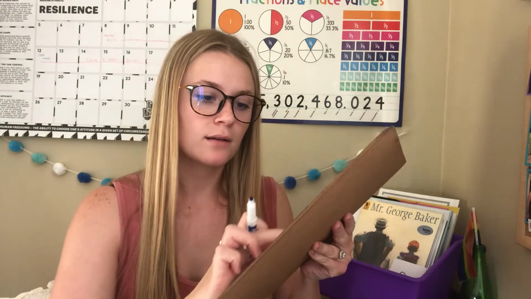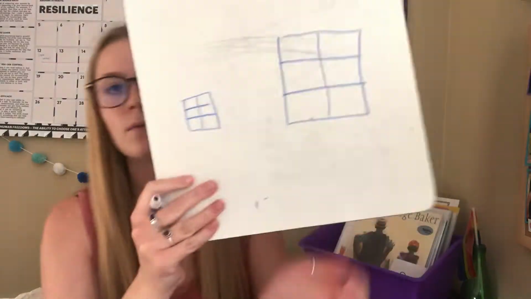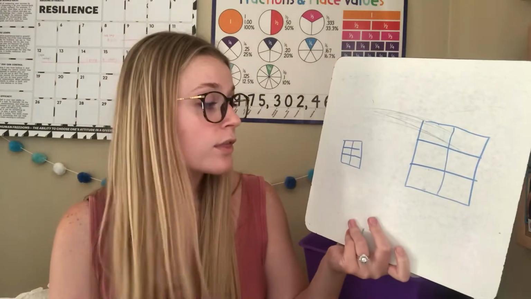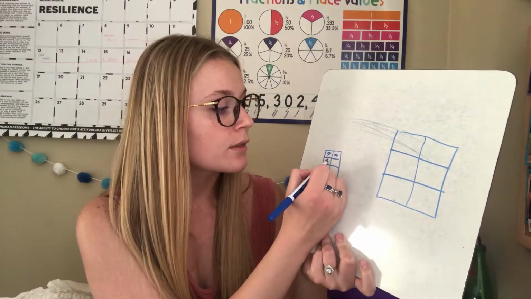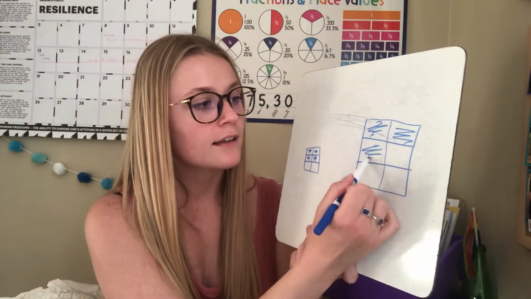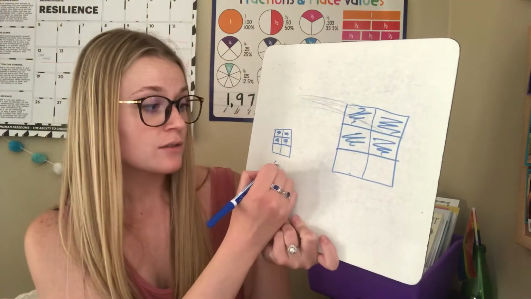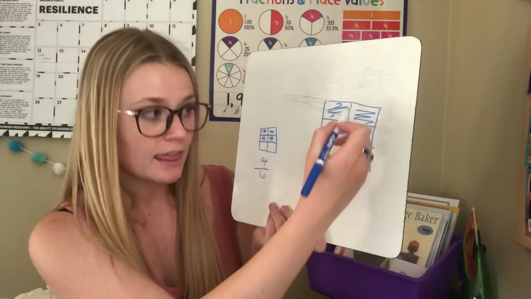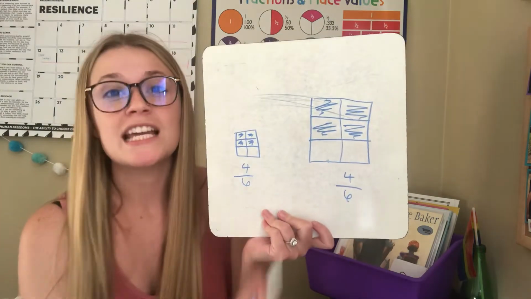Oops, did that wrong. Okay, 6 equal sections, 6 equal sections. And both have 4 parts painted. 1, 2, 3, 4. 1, 2, 3, 4. Okay, so this shows 4/6 of the small doghouse. This shows 4/6 of the large doghouse.